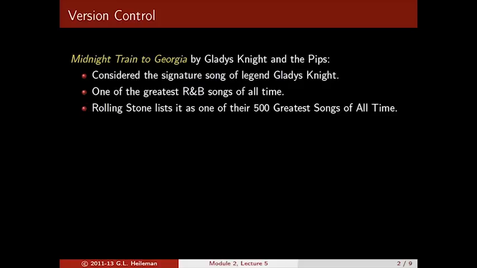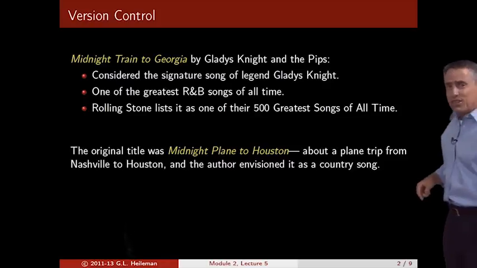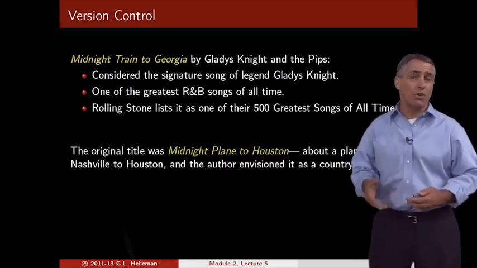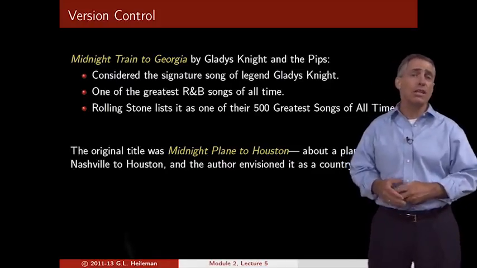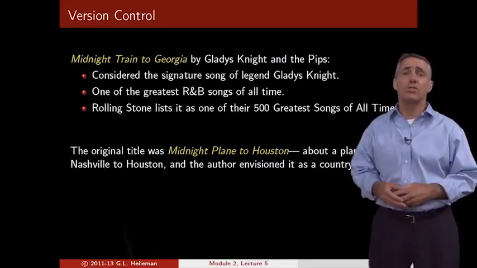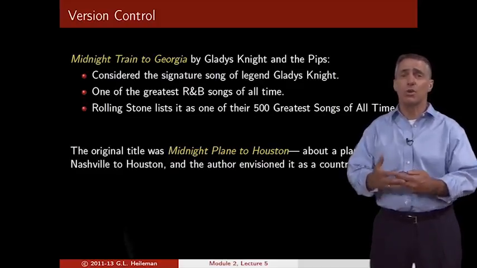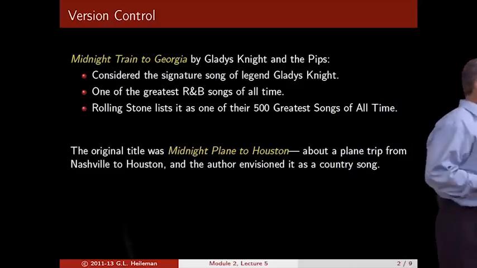Now, why am I talking about this? Well, the first version of this song was called Midnight Plane to Houston, and it was about somebody who was going from Nashville to Houston, not LA to Georgia. So this song evolved over time, and the same thing happens with any creative work. It evolves over time. We'll see the same thing with software. It's very important for you to be able to track the various versions of software as it evolves over time.